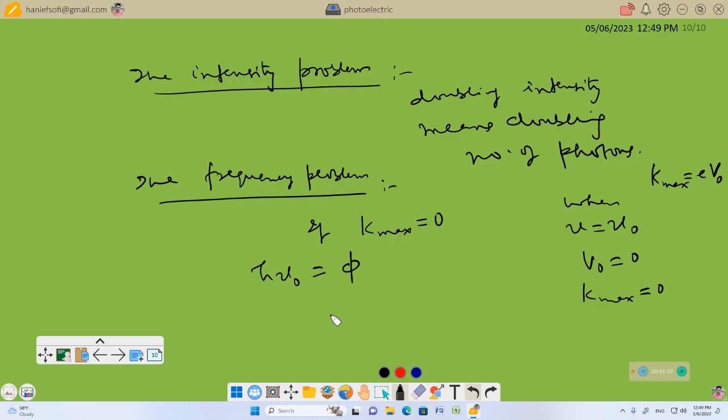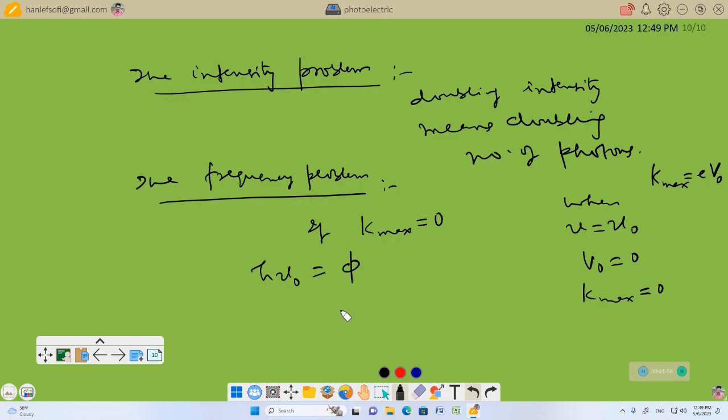And if nu is reduced below nu naught, h nu will be smaller than phi, and individual photons, no matter how many of them there are, that is, no matter how intense the illumination, will not have enough energy to eject photoelectrons.